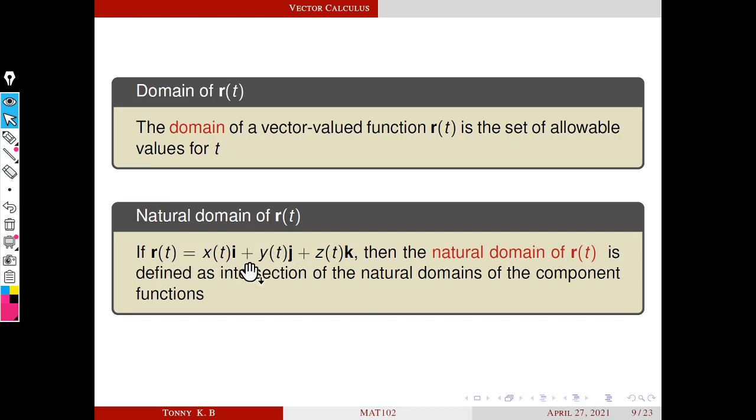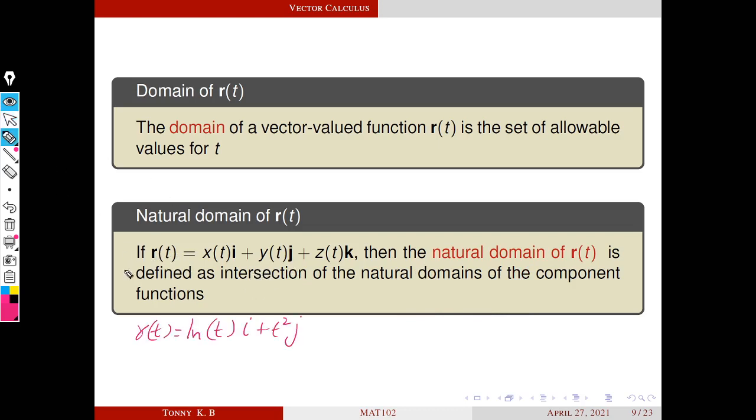If r of t equal to x of t i plus y of t j plus z of t k, here x, y and z are the component functions of r of t, then the natural domain of r of t is defined as the intersection of the natural domains of the component functions. So we have to find the natural domains of these component functions. Natural domain of component functions means the set of all values of t such that the component function exists. Then we have to take the intersection of all those components. That is the natural domain of the given vector valued function.